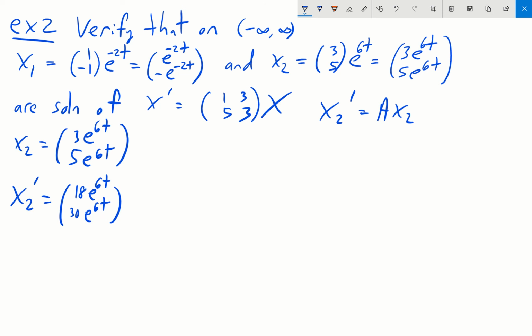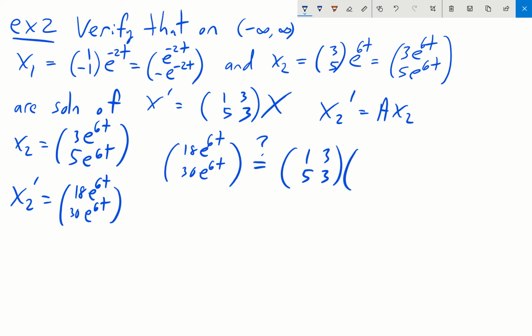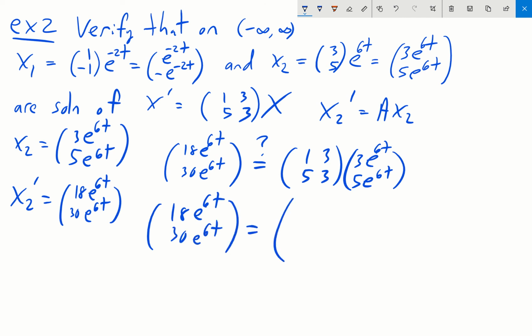And now let's plug it into this differential equation. x2 prime is 18 e to the 6t, 30 e to the 6t. Is this equal to A, which is 1 3 5 3, times x2, which is 3 e to the 6t, 5 e to the 6t? And this left-hand side isn't going to change. And all we need to do is multiply out the right-hand side.